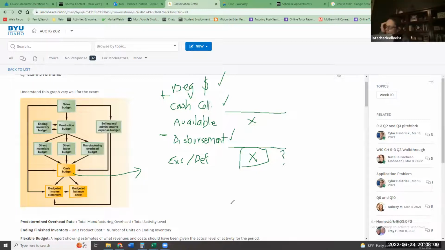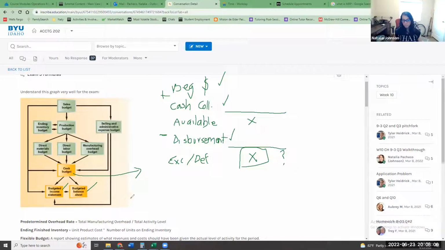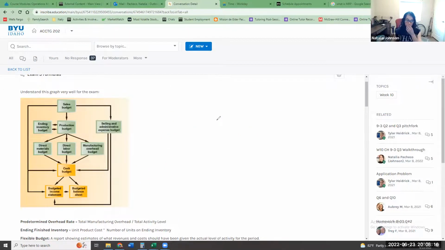Okay. And then income statement, and the balance sheet is just a normal income statement and balance sheet. So yeah, that's basically what I did. I also, before the exam, reviewed the master budget again, just to have it more fresh before the exam. And yeah, I didn't memorize any of these formulas for chapter 9 either.